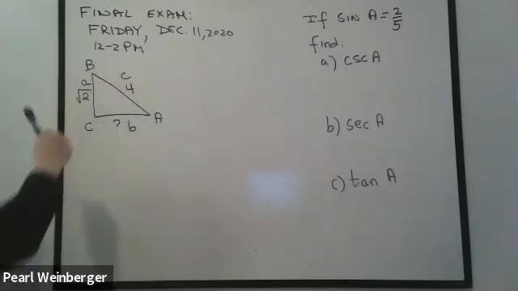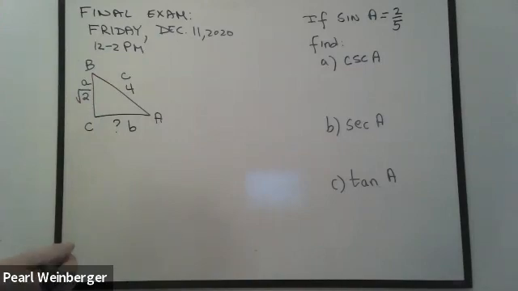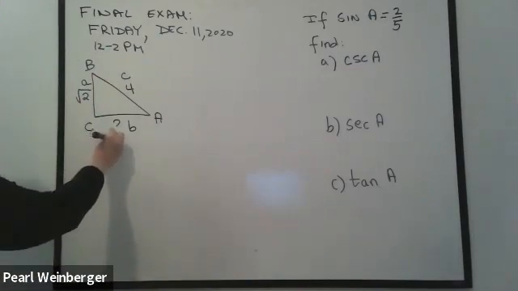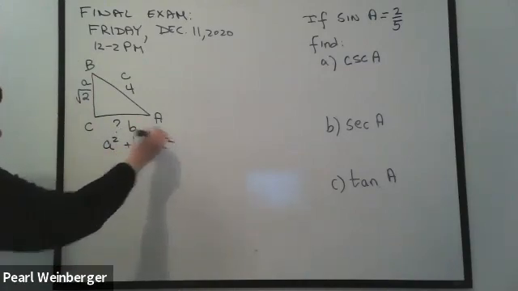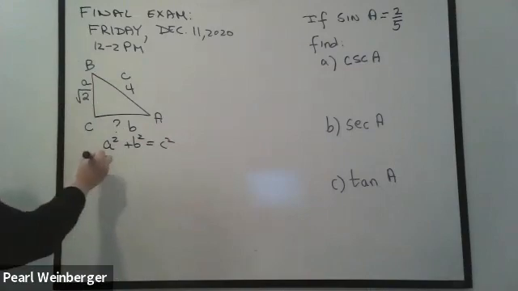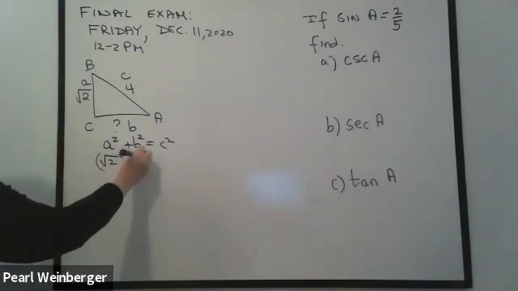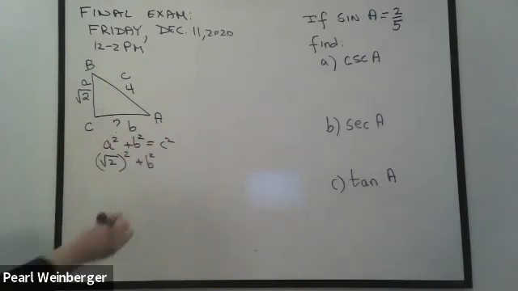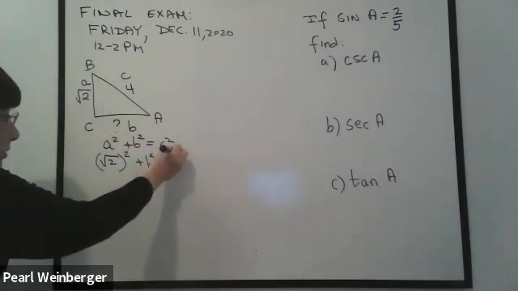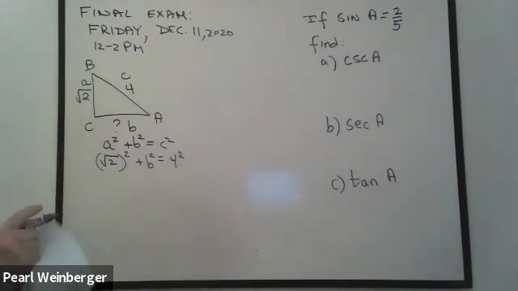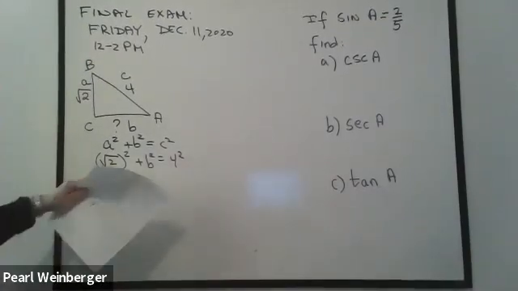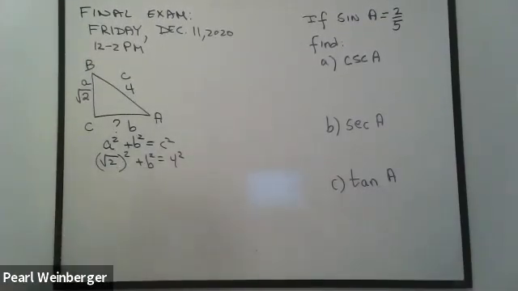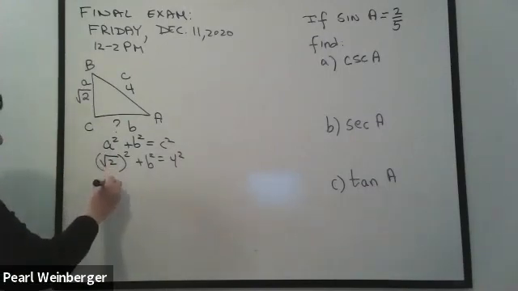To find the third side of a right triangle, we use the Pythagorean theorem, which looks like this: a squared plus b squared equals c squared. Sticking in the numbers, it's the square root of 2 squared plus b squared, because that's the one we don't know, equals 4 squared. Remember, when we square a radical, when we multiply the square root of 2 by itself, we just remove the radical and get plain 2.